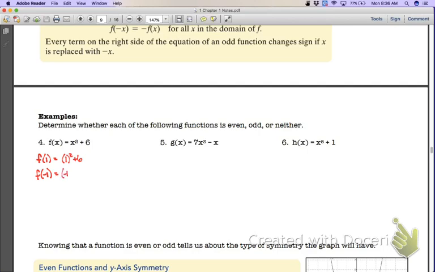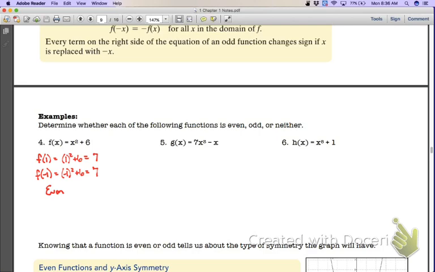Okay, so I'm going to have negative 1 squared plus 6. So what's 1 plus 6? 7. What's negative 1 squared? Still a positive 1. Plus 6 is 7. So is it even, is it odd, or is it neither? It's even, right? Okay. Now, I'm not telling you it's because of the squared, but that's a good thought process in your problem.